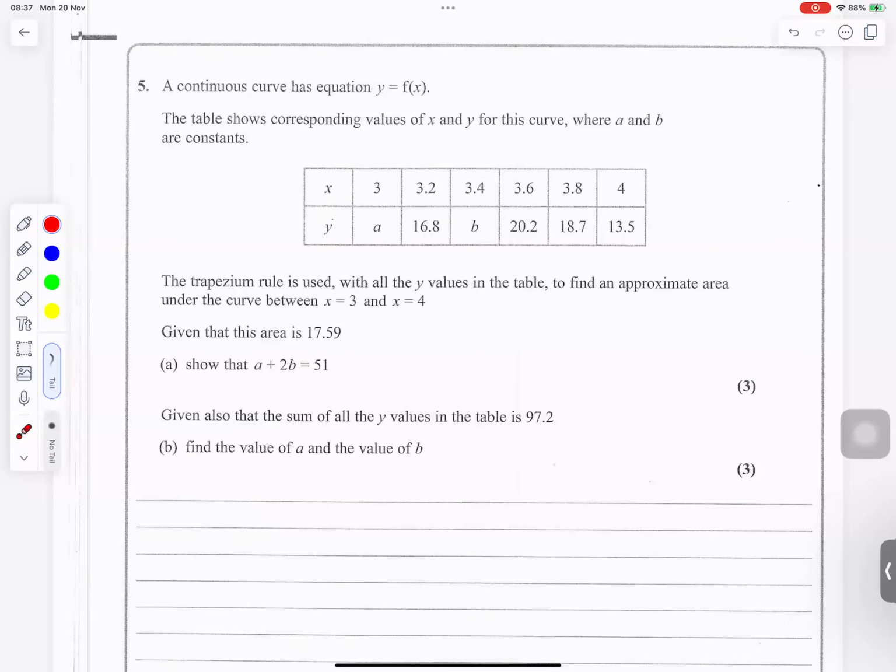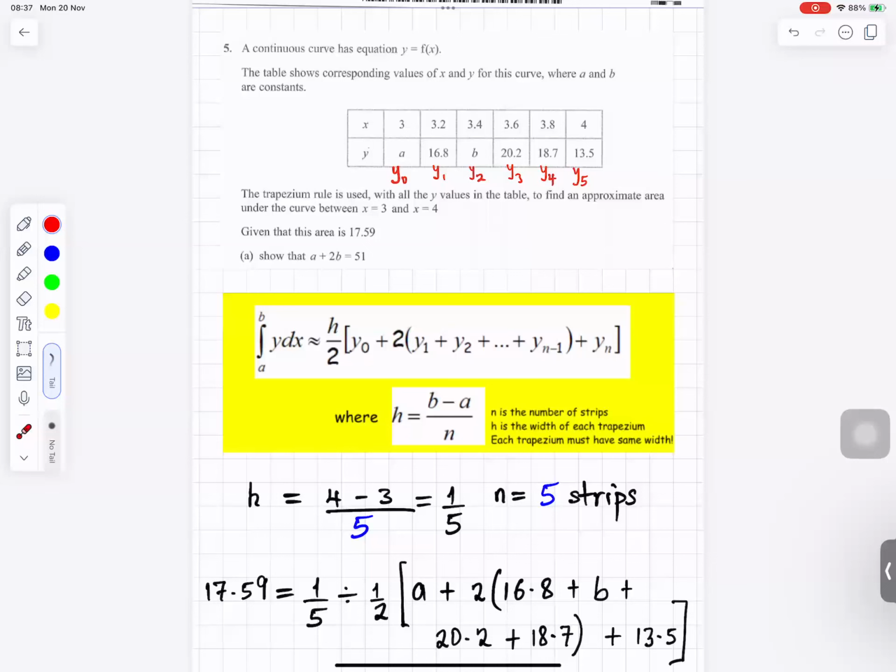Question number 5. For question number 5, we're going to use the trapezium rule. So we want to first of all find h. You get this formula in the formula booklet. You want to find h, the width. So it's 4 minus 3 divided by 5. So that gives you 1 over 5.